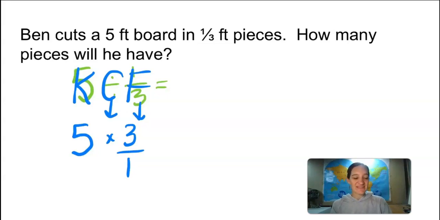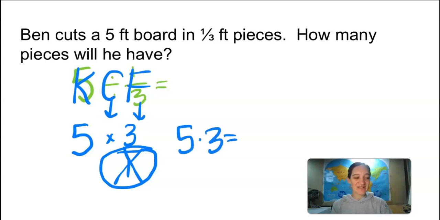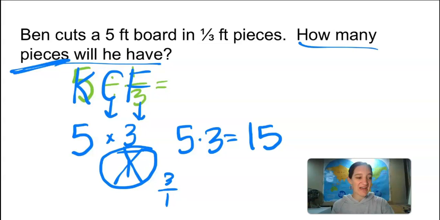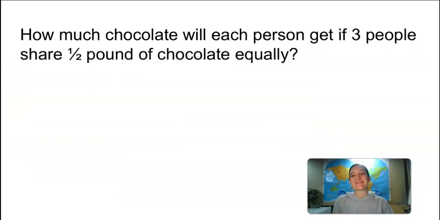Now, this can change into just not being there at all. 5 times 3 is the same as 5 times 3 wholes, 3/1. So 5 times 3 is 15. Ben, the question is how many pieces will he have? He will have 15 pieces. Cool, huh? Keep, change, flip. That's as easy as it can get.